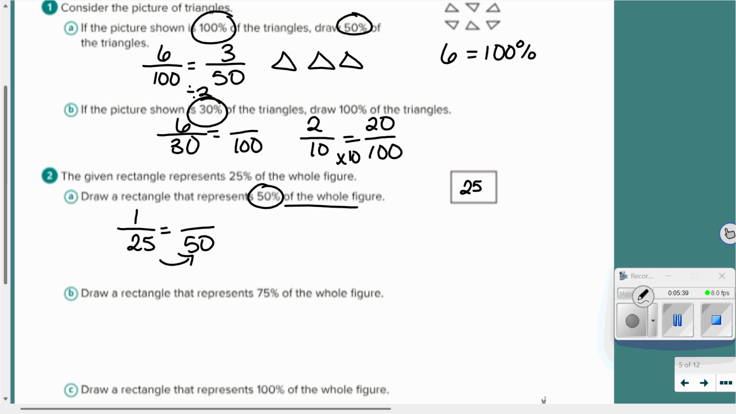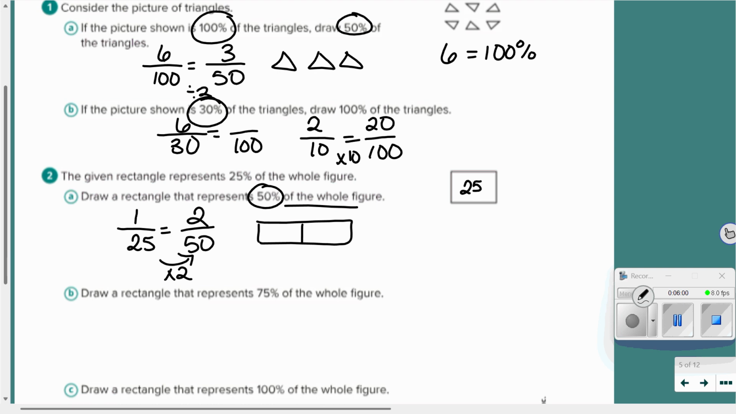By. Not a hard question, guys. 1 times 2 is? So you should have drawn something like this. When it says a whole figure, it means that they are connected. You're making one shape out of them. Does that make sense?